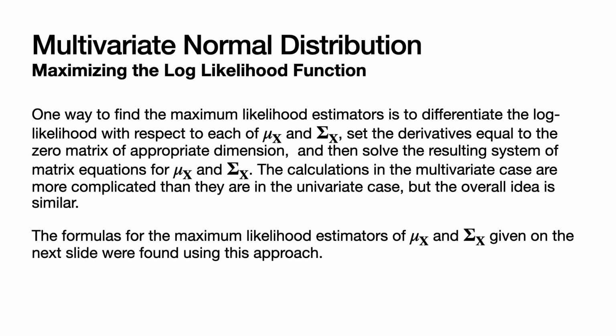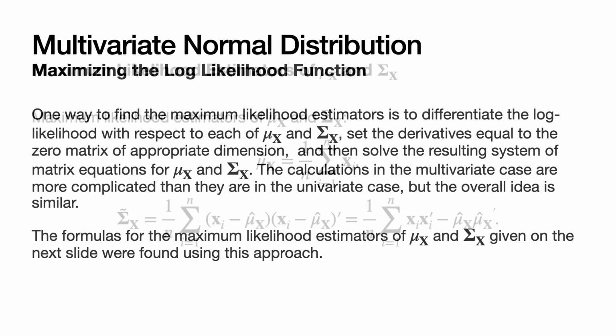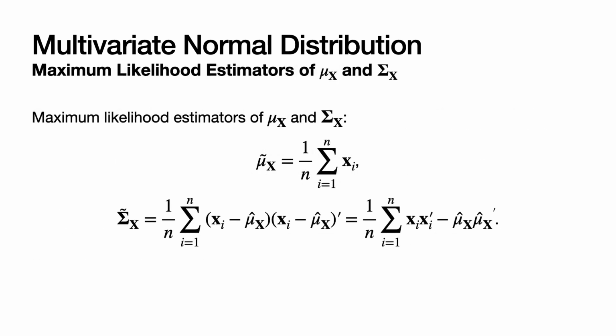But when we do that, we're able to solve the resulting system of equations and come up with nice formulas for the maximum likelihood estimators of mu sub x and capital sigma sub x. The formulas are given on the next slide. The maximum likelihood estimator of mu sub x, denoted by mu tilde sub x, is equal to 1 over n times the sum, i going from 1 to n, of the data vectors x sub i.